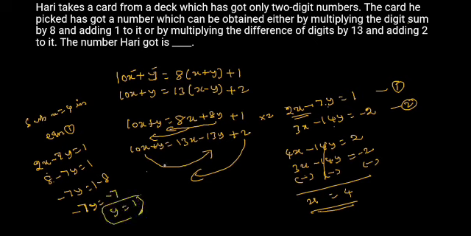So what is the answer now? We have x is equal to 4 and y is equal to 1. So the number is actually 41. So the card which he has taken is 41.